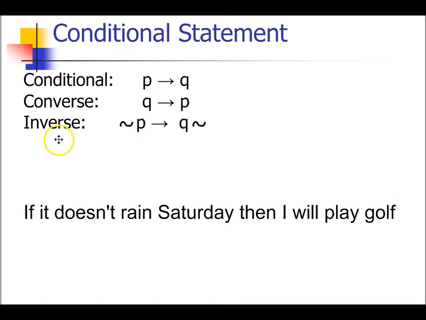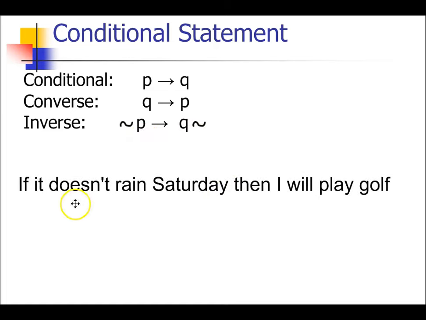The next related conditional statement to an original conditional would be the inverse of a conditional statement. This little squiggly line in front means not. If not P, then not Q. We negate the hypothesis and negate the conclusion. So take that original conditional statement and see if you can come up with its inverse.